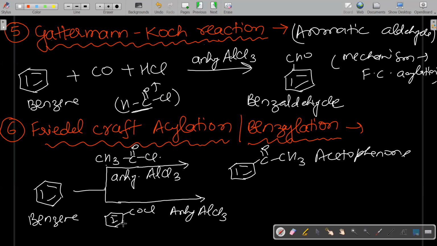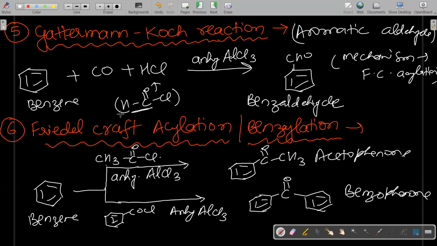Or when benzene reacts with benzoyl chloride, that is C6H5COCl, we get the same type of reaction, but here two benzene rings come on the carbonyl, and this is called benzophenone. I hope it is clear to all of you. So what is the Gattermann-Koch reaction? Benzene to benzaldehyde. What is Friedel-Crafts? By this reaction, what do we obtain? We get a ketone, not an aldehyde.